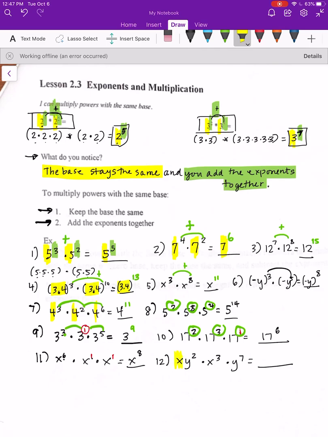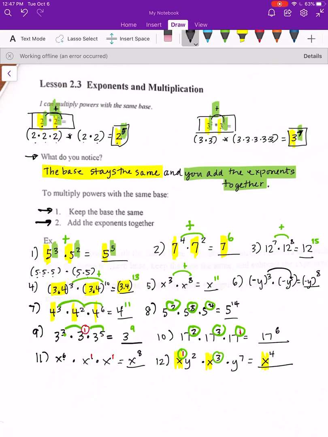I have an x and an x, so that's going to be the first part of it, x. I'll highlight it here. And then if I count up my exponents, there's nothing on this x, but I could put a 1. So I have a 1 and I have a 3. I'm going to circle those, 1 and 3. So 1 and 3 is 4.